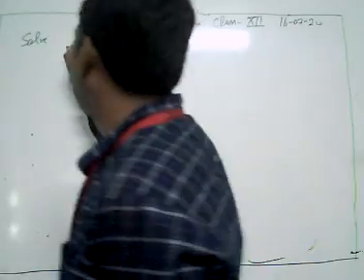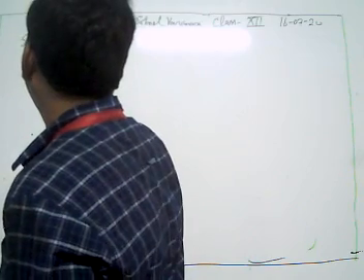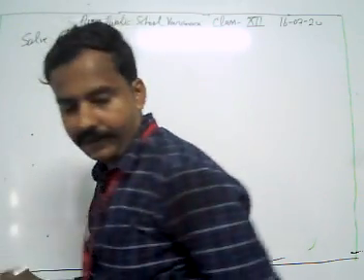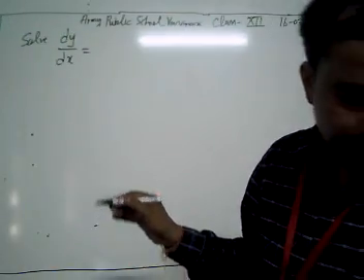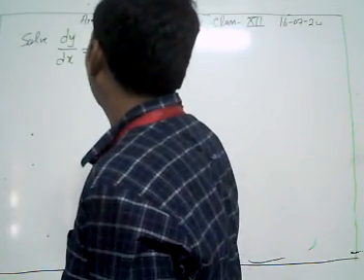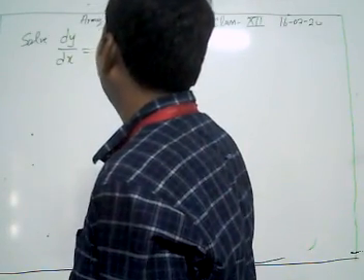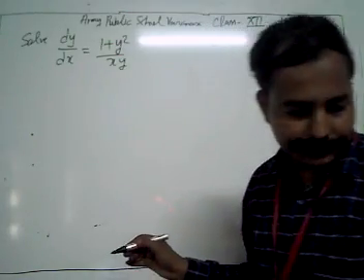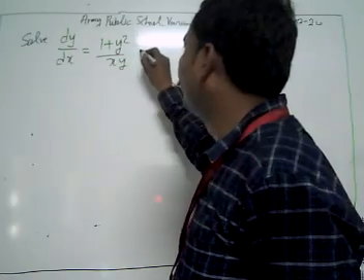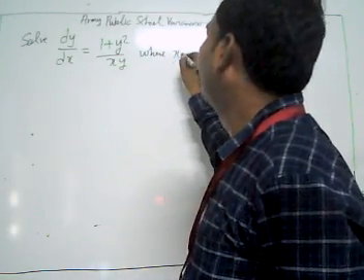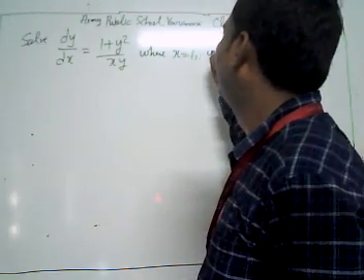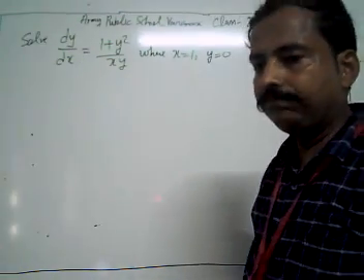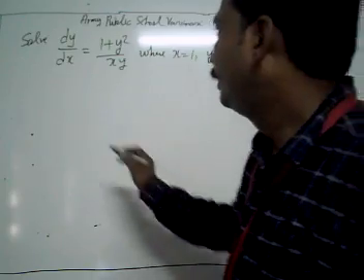It's given by dy/dx is equal to 1 plus y square upon xy. Look, what do we do? It's also given where x equal to 1, y equal to 0. This is the given condition here.